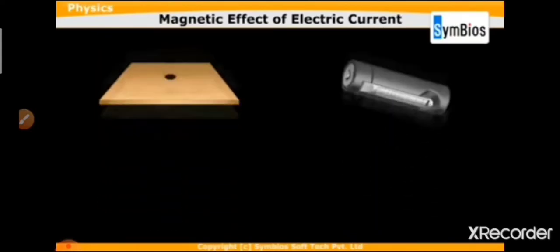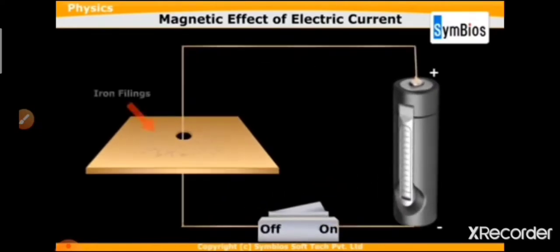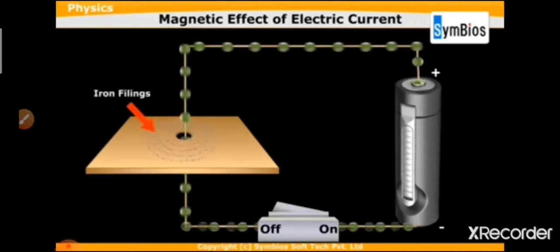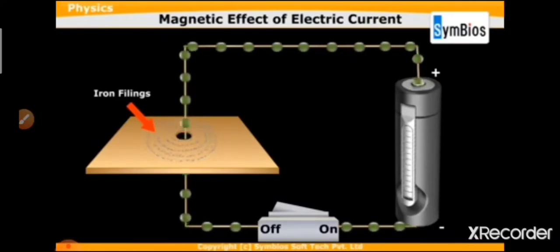The iron filings arrange themselves in concentric circles around the conductor. This is because the electric current produces a magnetic field around the conductor, and the iron filings, being magnetic in nature, align themselves in concentric circles.